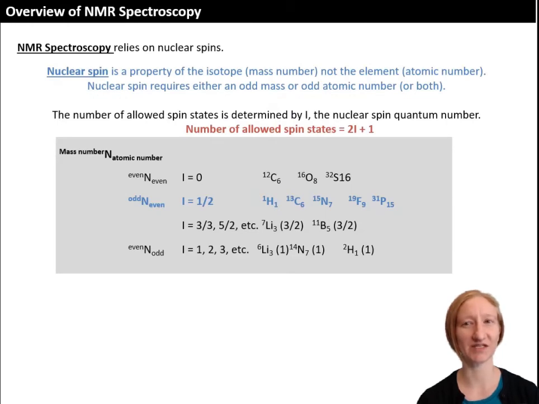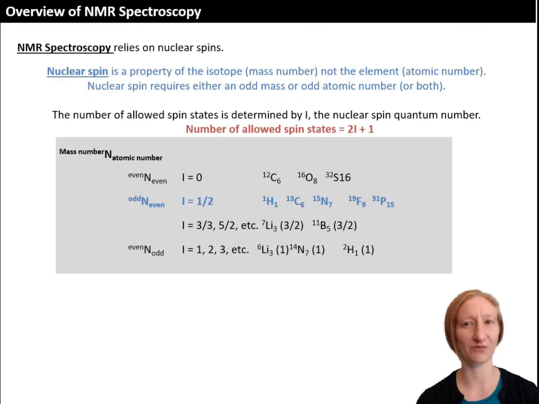And the nuclear spin is a property of the isotope, not the element. It depends on the mass number, not the atomic number. And the presence of a nuclear spin requires either an odd mass or an odd atomic number, or both. The number of allowed spin states is determined by I, the nuclear spin quantum number. And what I'm showing you in the gray box are some common values of I, ranging from 0 to 1/2, 3/2, 5/2, and so on. Then I'm also showing you the isotopes that correspond to those values of I, those nuclear spin quantum numbers.